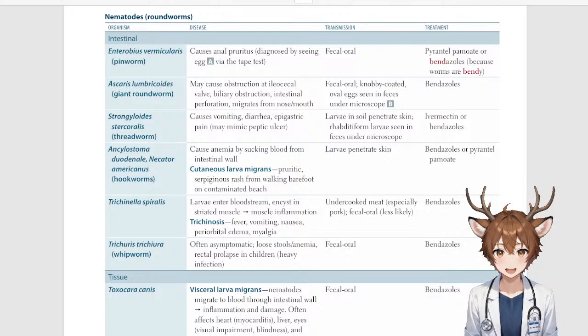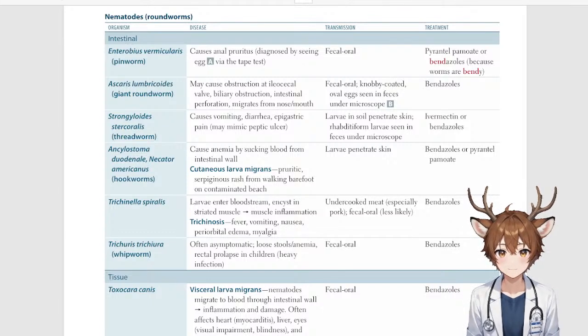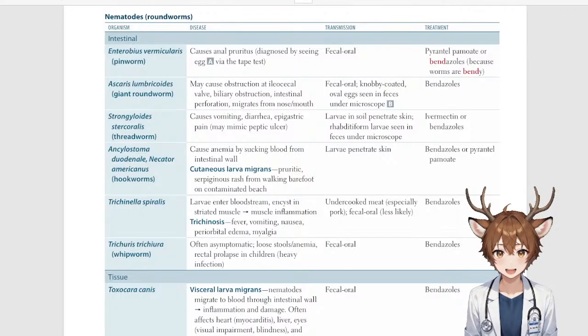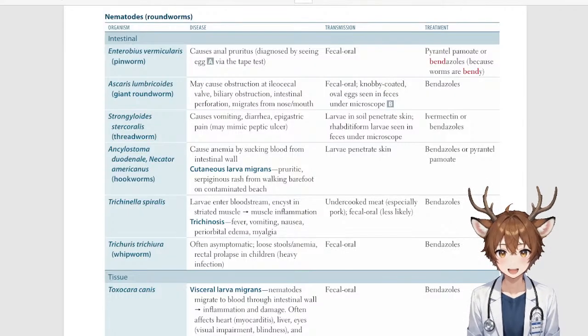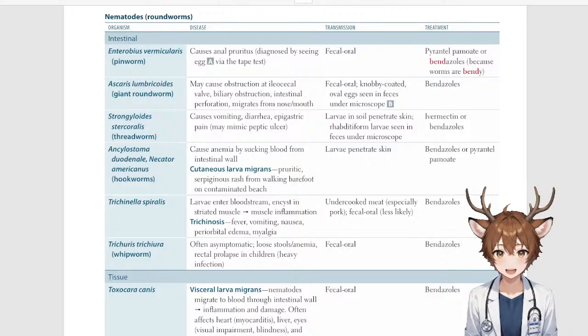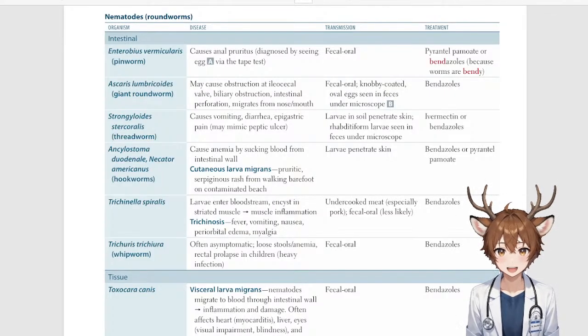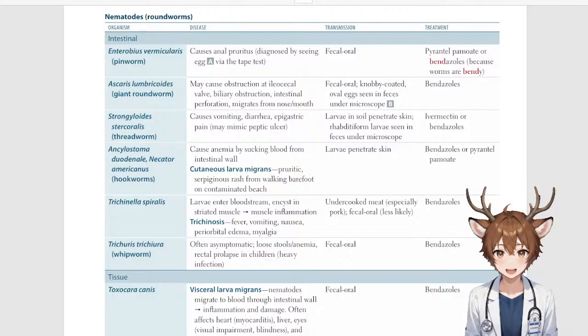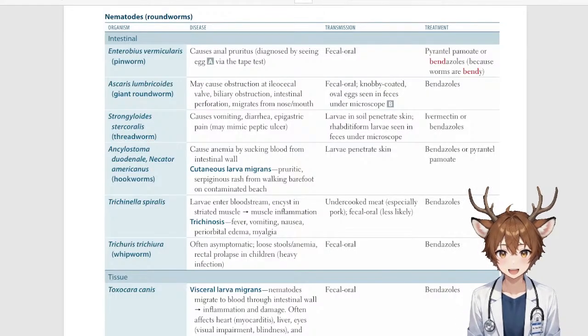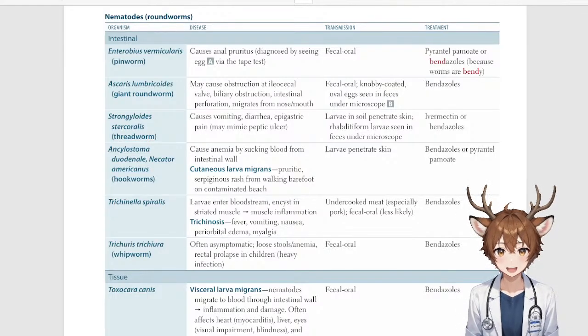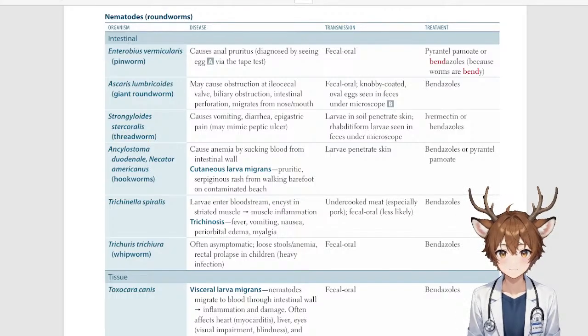What about Ascaris lumbricoides, which is a giant roundworm? May cause obstruction at the ileocecal valve, biliary obstruction, intestinal perforation, migrates from the nose or mouth, migration of the larvae to the alveoli, leading to Loeffler syndrome, pulmonary eosinophilia. Transmission would be fecal-oral, with knobby-coated oval eggs seen in feces under microscope. It's treated with benzimidazoles again, like albendazole or mebendazole.